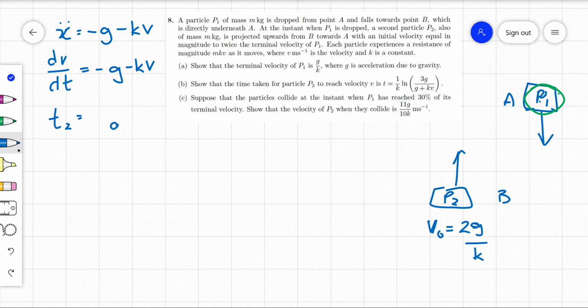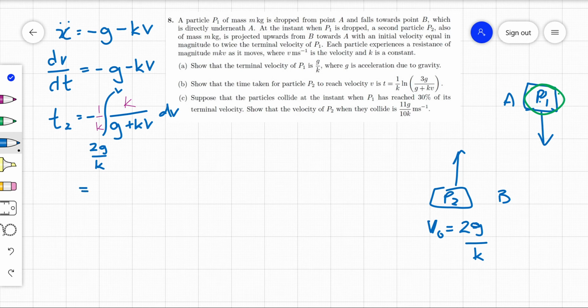So I need to put everything upside down and put a minus at the front. And I'm going to need a k on top, which means I need a 1 on k out the front. Also, velocity wise, this is going up, so it's going from the initial velocity, which we know is 2g on k, up to some velocity v in that time.